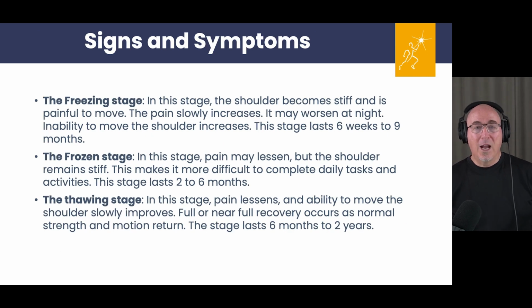So when we look at the signs and symptoms, we can break it down. This is why it has the terminology of frozen shoulder, is that there's the freezing stage, and this is when the shoulder becomes stiff and is painful to move, right? That's the first sign of it. Now, there's a lot of reasons why we could have stiff and painful shoulders: a rotator cuff, a bursa impingement, a little bit of arthritis, a tear of the labrum. There's lots of things that can cause that, right? But the pain slowly increases in this one, where typically in an injury, the pain gets better and better.